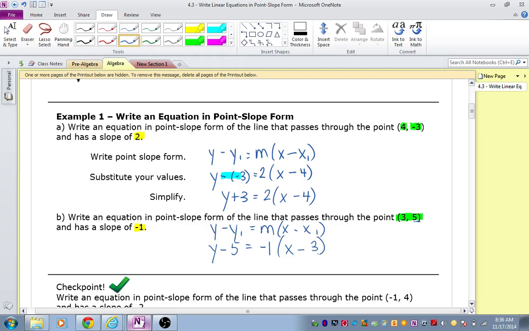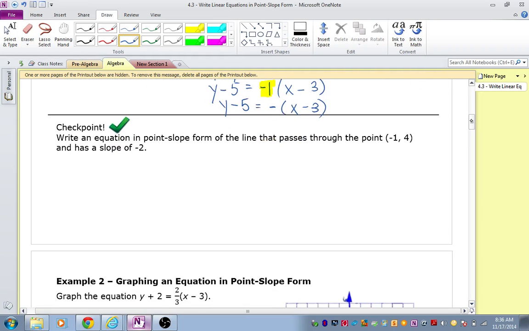However, there is something there that we don't need to write, and we want to get out of the habit of writing down things that we don't need. Okay, right here, we see that this is a negative 1 out front. Well, we don't need that one. So let's rewrite it as y minus 5 equals a negative x minus 3. Okay. Try the checkpoint question on your own, so please pause the video. This will be checked in class tomorrow.